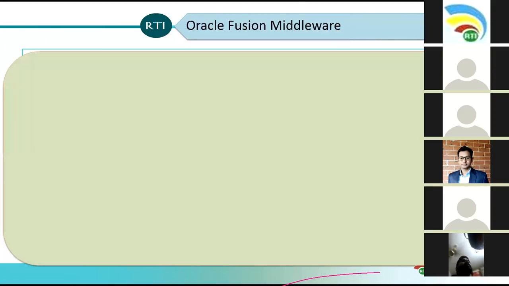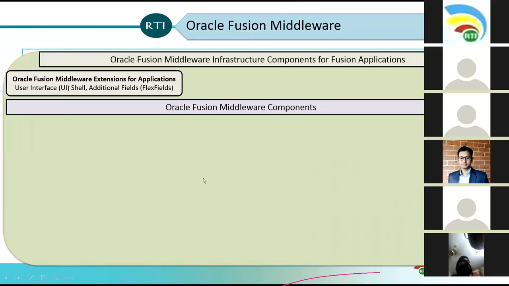In that case, basically what you need to do, you have to modify the user interface, or you have to add additional fields. These modifications of the application or addition of new fields, these two will be stored on the Fusion middleware as part of the Fusion middleware extensions for applications. That's how it will be stored.